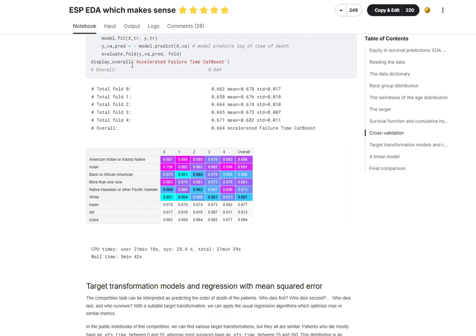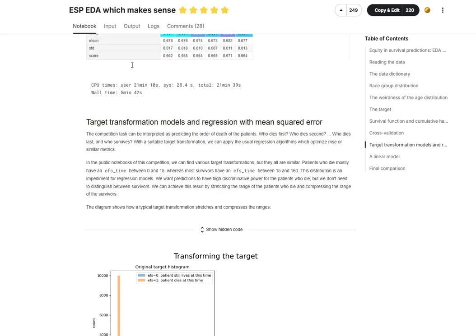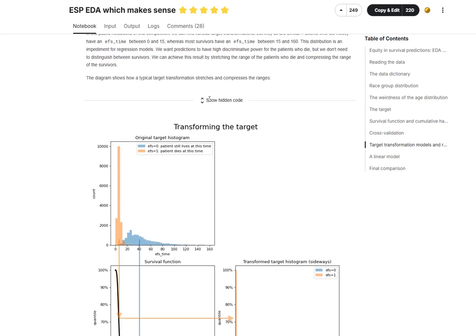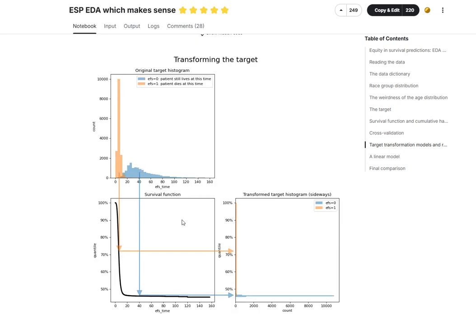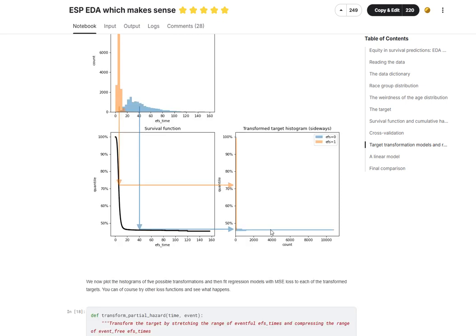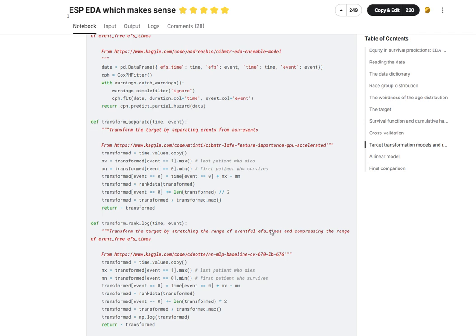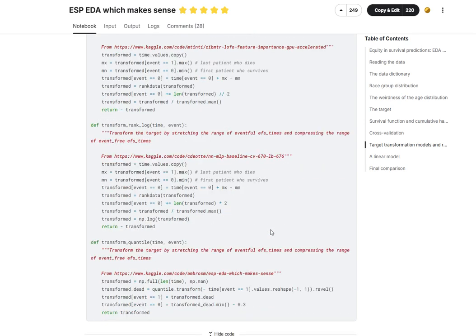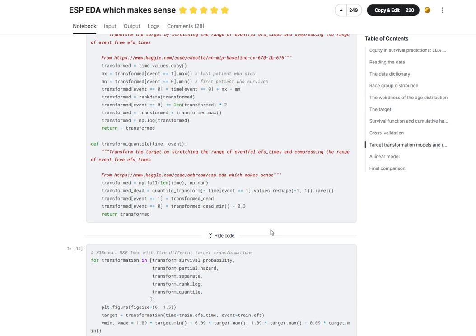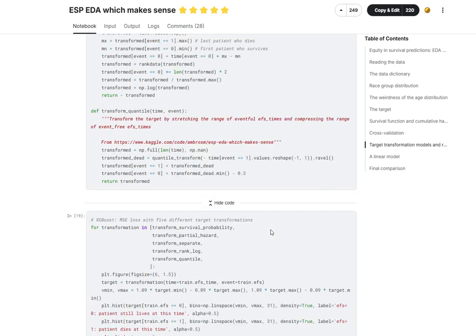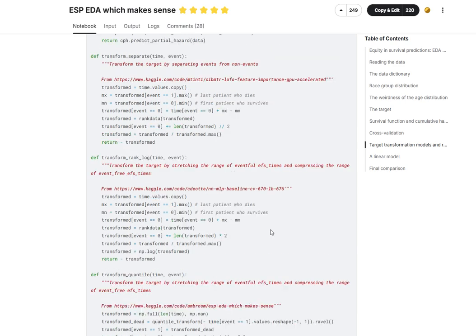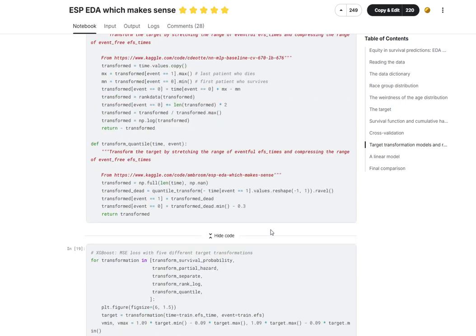This section explains a key strategy: target transformation. It shows a diagram with a few subplots, showing original target histogram, survival function, and transformed target histogram, to illustrate how different transformations can reshape the target variable to make it more suitable for standard regression models. This part defines several functions: transform survival probability, transform partial hazard, transform separate, transform rank log, transform quantile, that implement different ways of transforming the target variable. These transformations aim to address the issues of censoring and the skewed distribution of survival times.